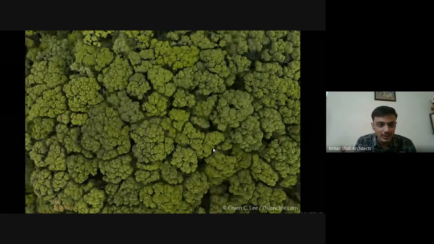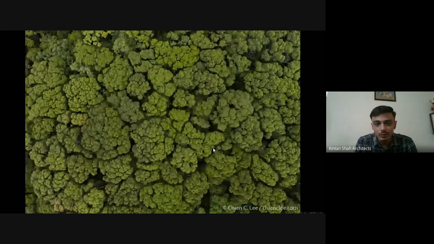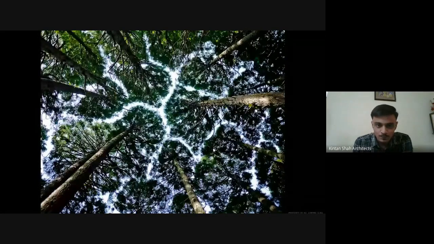It's a one-way session, so I cannot ask a question, but if anyone could guess what this image is about, somebody might say it's a cauliflower or a broccoli or whatnot. So basically, this is the green cover of an evergreen forest that we see. It's an aerial image taken. If we see from the bottom, this is what you see, right? And then this image talks about one more phenomenon, which is the crown shyness.